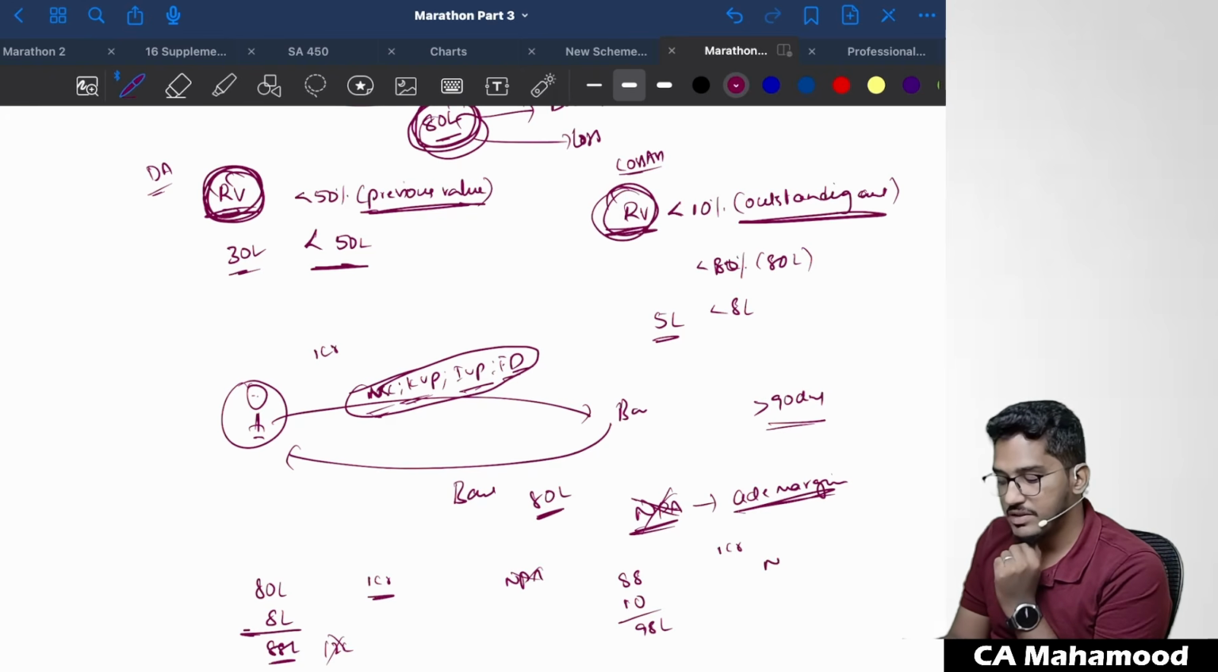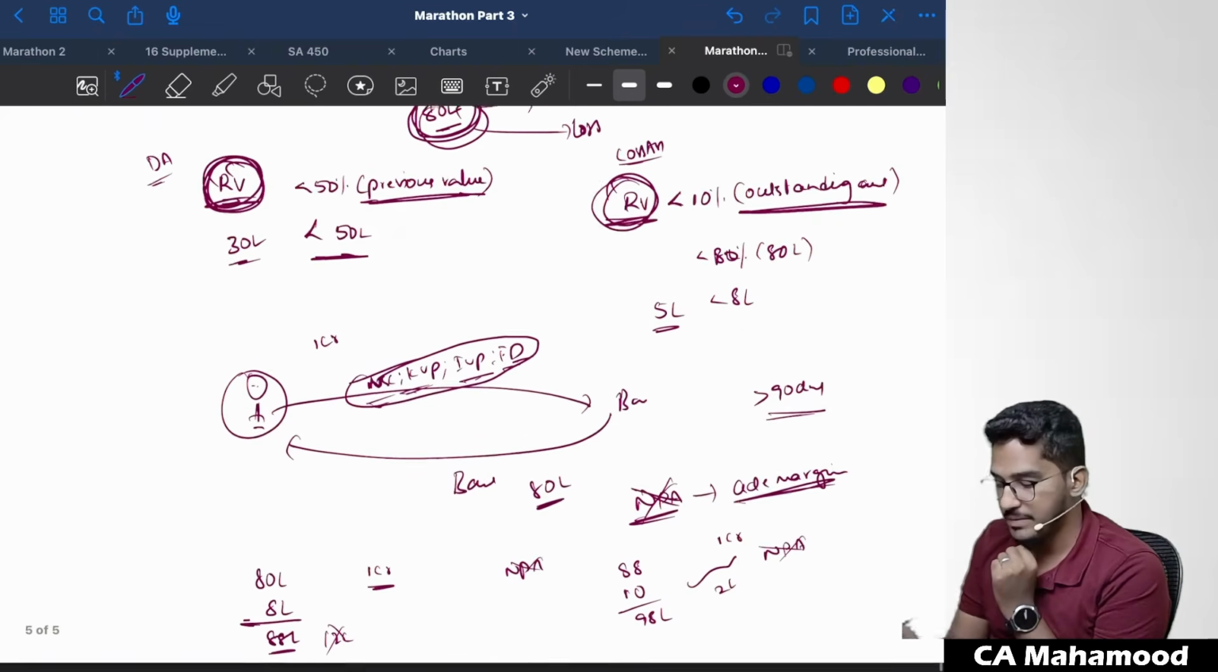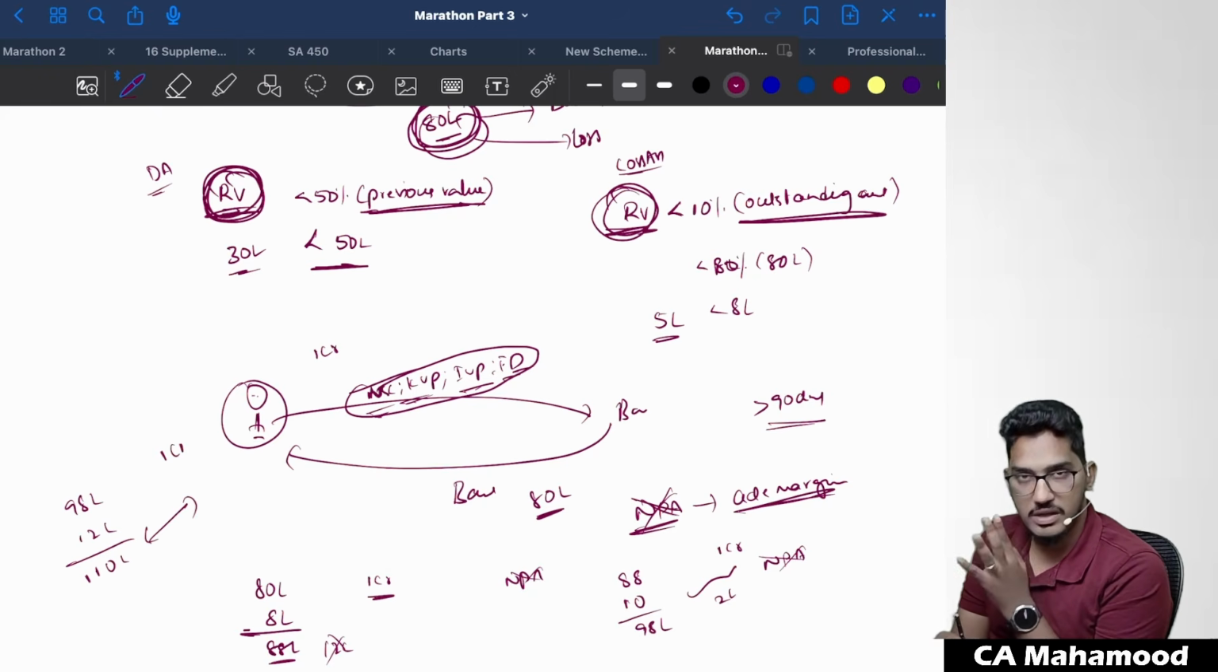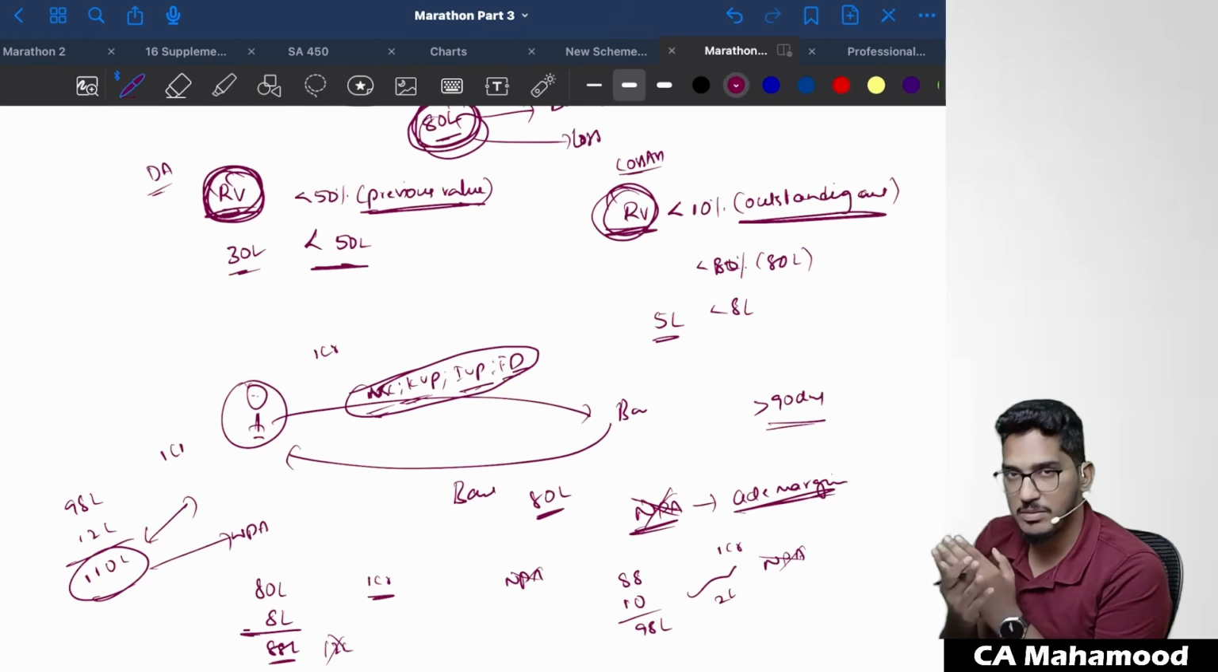Is it required to be classified as NPA? No. Why? Because still margin is available. Still 2 lakh rupees of margin is available. Next year on this 98 lakh rupees, some 12 lakh rupees of interest accrued. It became 110 lakh rupees. Value of the security is 1 crore only. Now margin has evaporated. Now there is no margin. Now this has to be classified as NPA. So till the time adequate margin is available, you need not classify that particular account as NPA.